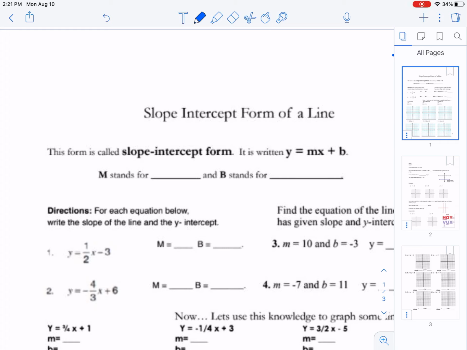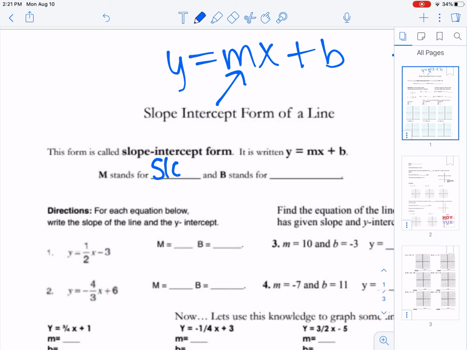This is the graphing notes. So what we are going to start with is the general form of an equation, y equals mx plus b. What we for sure need to understand is that the m, the number in front of the x, stands for slope. And b, the number that's by itself, stands for the y-intercept.